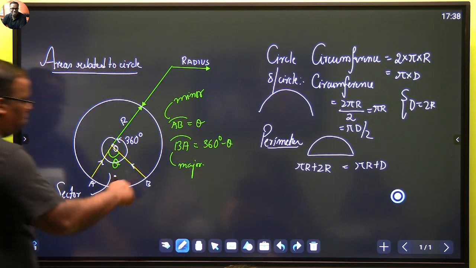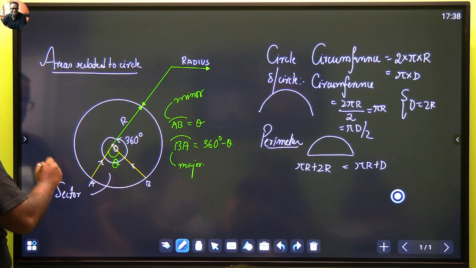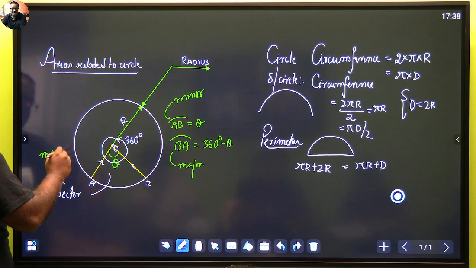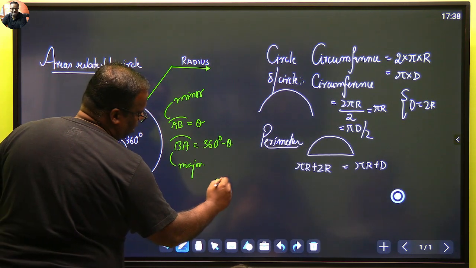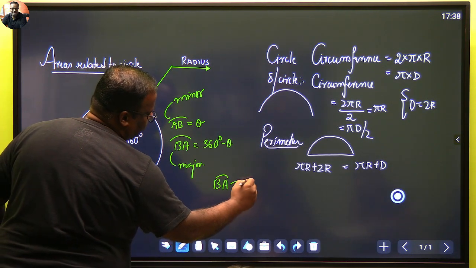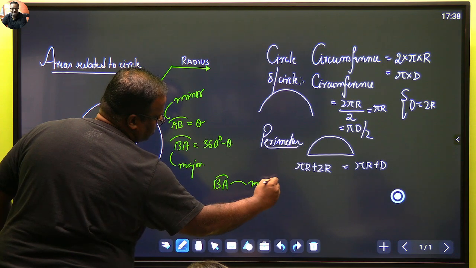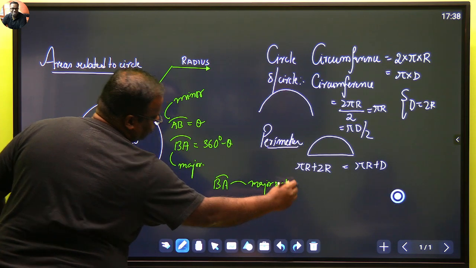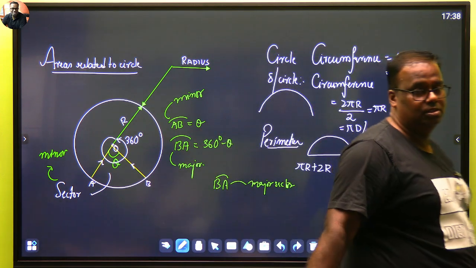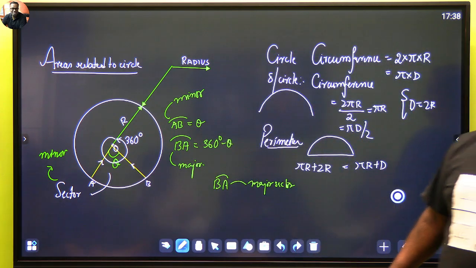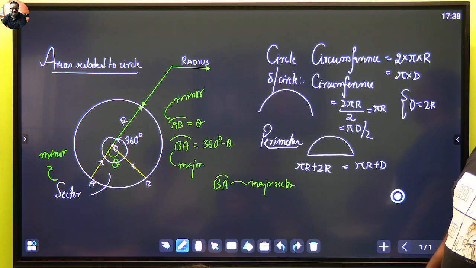Similarly, the minor arc will form a sector which is known as the minor sector, and the arc BA will map what is known as the major sector. Have we understood these or not? Okay, two more things to read, after that problems. Clear? Minor sector, major sector.